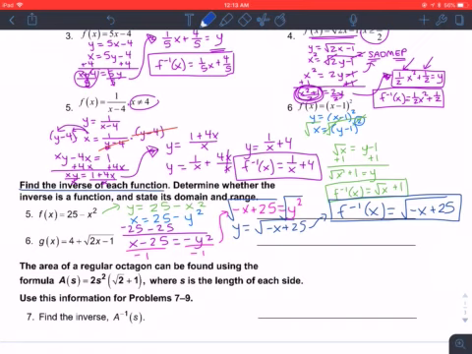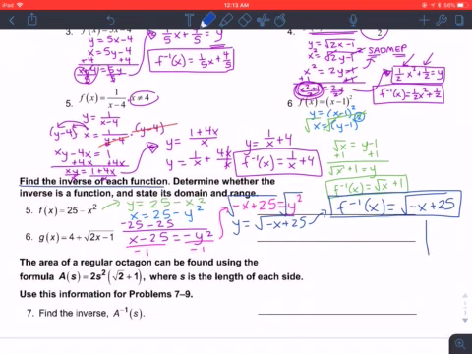Now determine whether the inverse is a function. I'm going to graph to do that. State the domain and range. So if I were to graph this, I would get a square root function shifted to the left, 25, and then reflected. Actually, it's going to be shifted to the right and reflected. You can graph this in the graphing calculator.